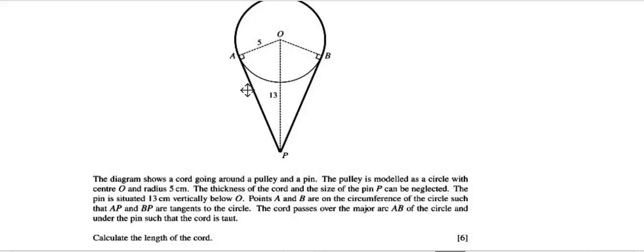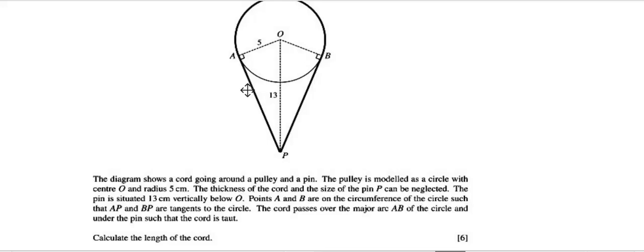The pin is situated 13 centimeter vertically below O. Look at the image again, you can see vertically below O. Points A and B are on the circumference of the circle, such that AP and BP are tangent to the circle. Yes, we can see AP, and we can as well see BP. They are all tangent, and you know what tangent means? The line that touches the circle at one point. So they are tangent to the circle.